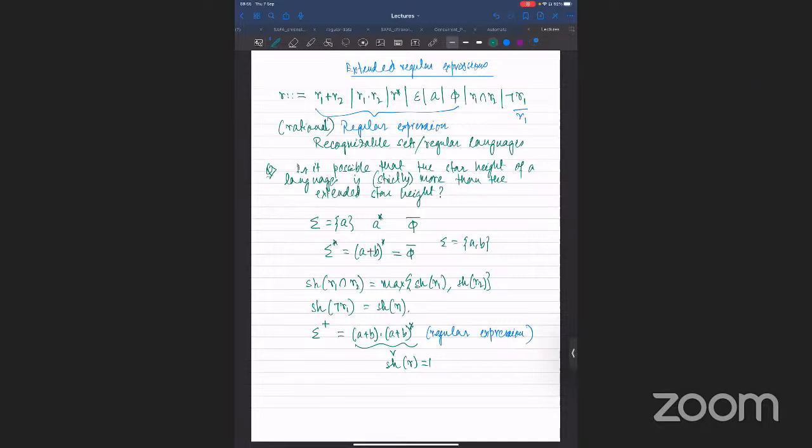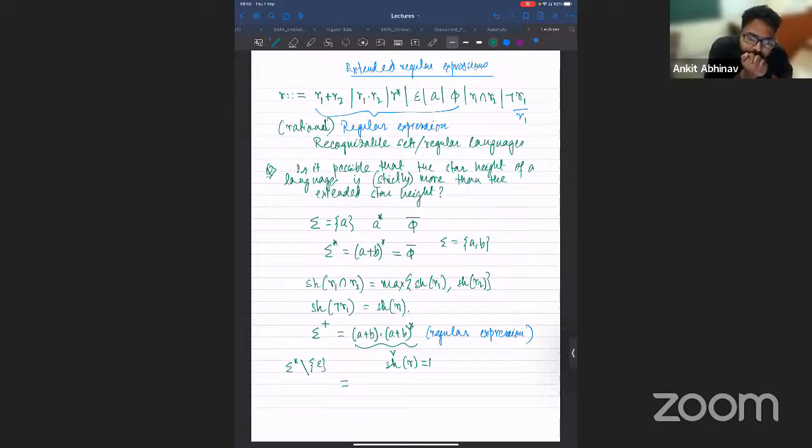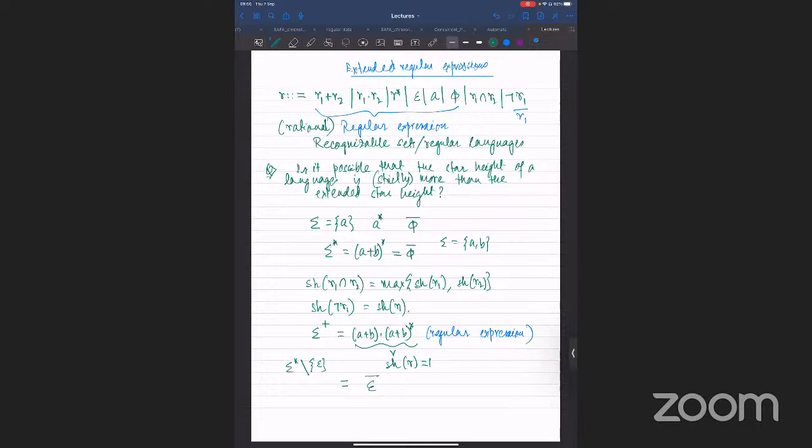Okay, so there is one easy thing to see. What does sigma plus not have? Sigma plus is nothing but sigma star minus epsilon, correct? And one easy way to write this is epsilon complement. So what were you saying, Ankit? You had a different expression, but that may also work.